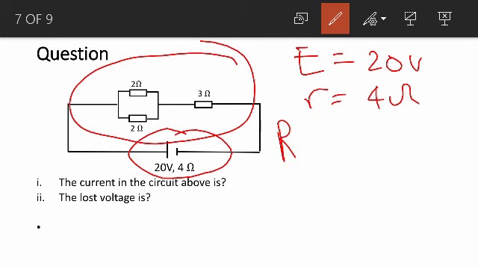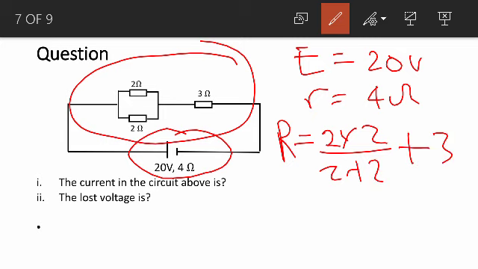We can find the load resistance to be equal to 2 times 2 over 2 plus 2 for the two that are in parallel, then plus 3 which is in series. Okay, so that is now going to give us 1 plus 3, and that is equal to 4 ohms. So that means the load resistance is 4 ohms. With this we can find our current.